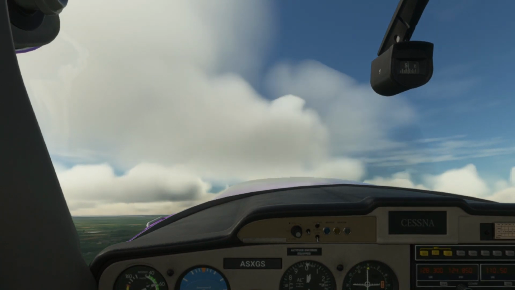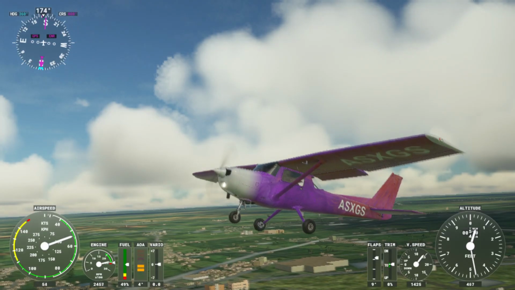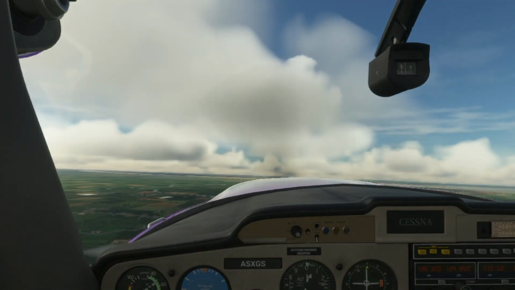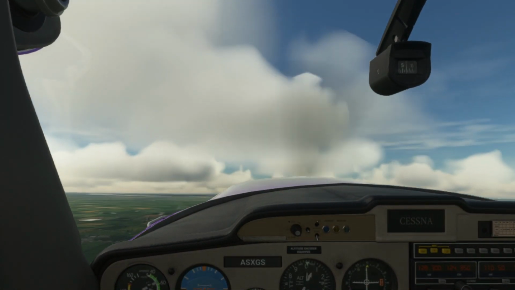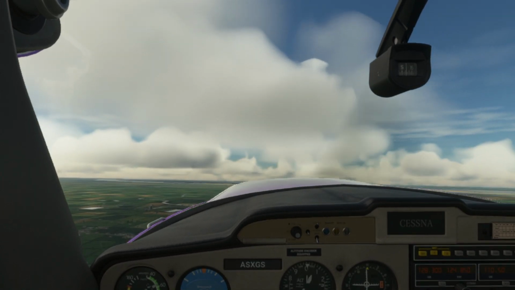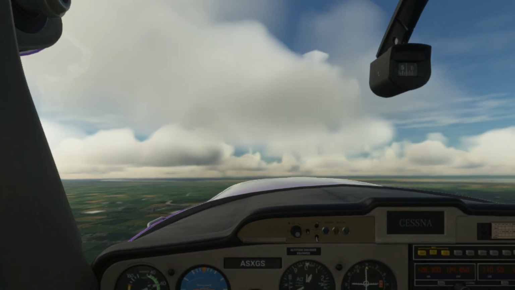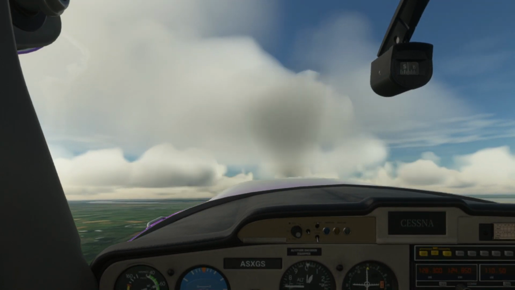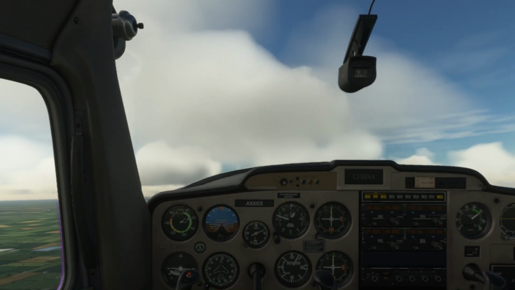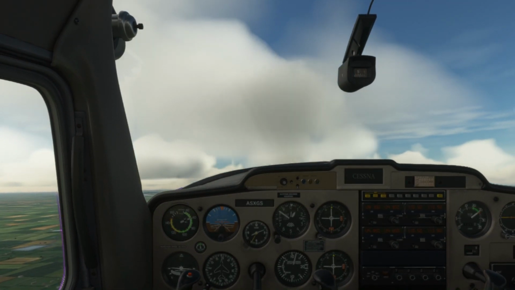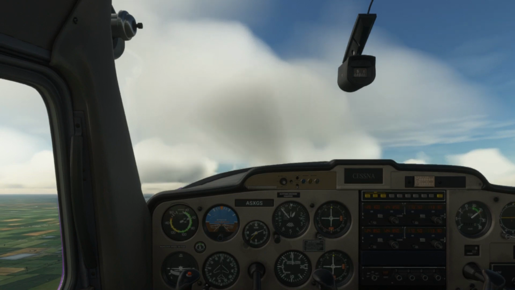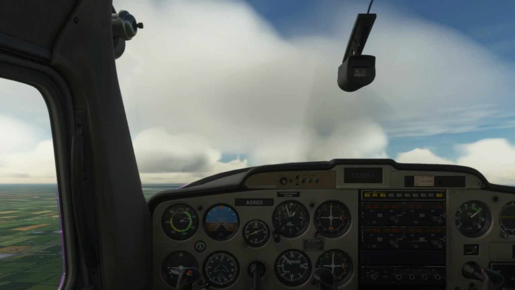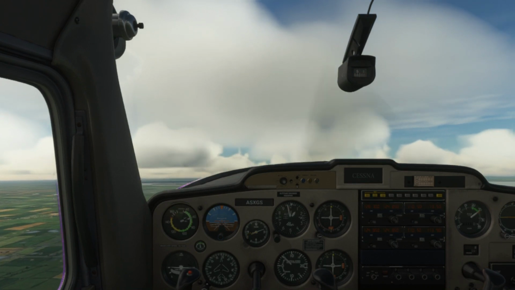Now we have to keep the plane at 80 knots at least once we are in the air. So we have to put the nose down a bit, like that. Because when you have the nose up, the speed slowly decreases. When you have the nose down, the speed increases a bit. Now we can pull the throttle a bit so that the speed stays at around 80. I'm going to try to do that in a bit.